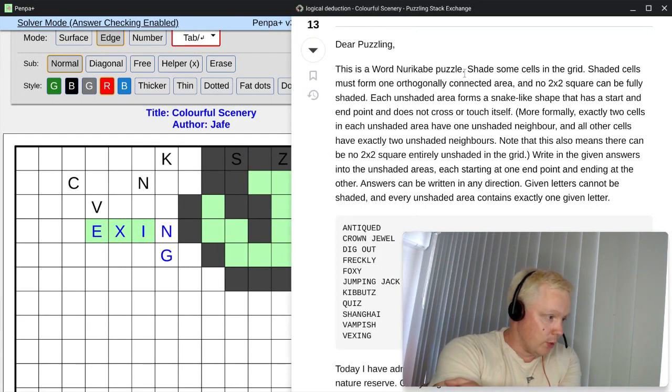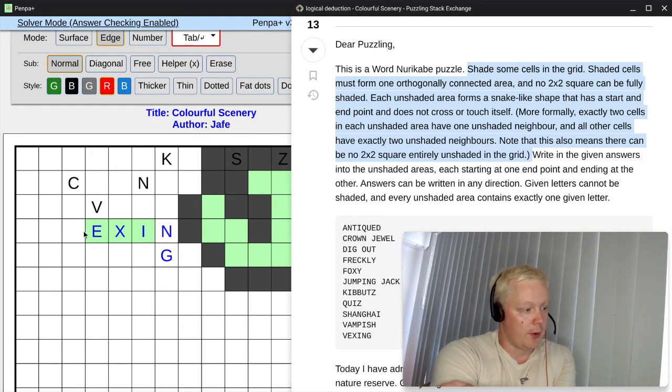Okay, was that all the rules? Let's see. Shade some cells, we did that. They must form an orthogonally connected area. We covered that. And no 2 by 2 square can be fully shaded. Yeah, we covered that. And the snake-like shape we covered. And then we write in the answers like we did here.